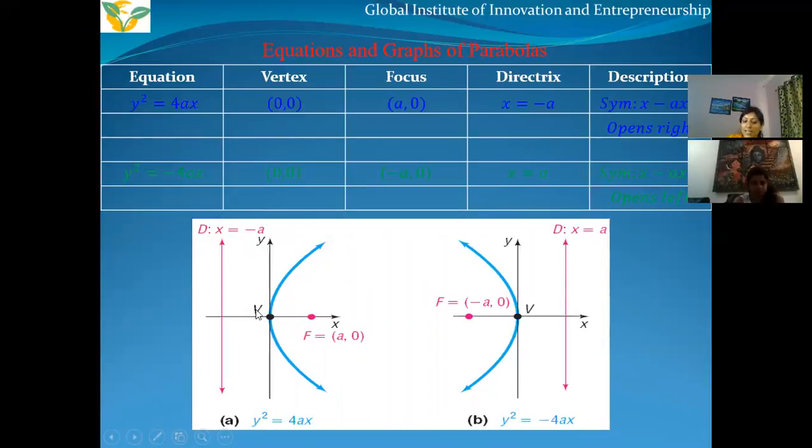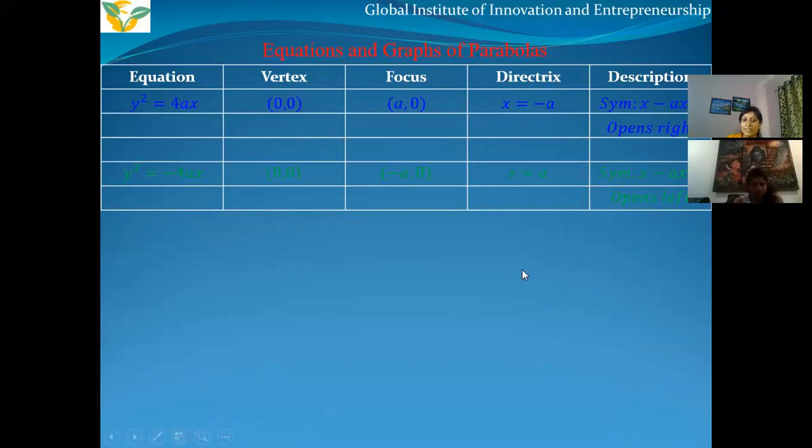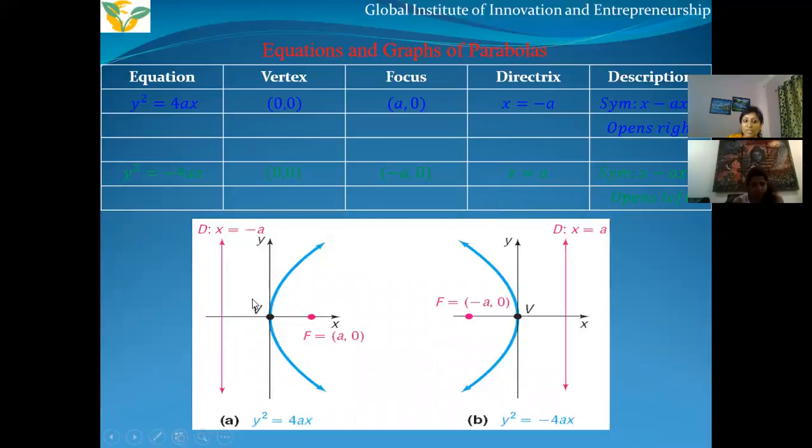Now the directrix lies on the negative side of the x-axis. You can clearly see, this is the origin, this is the negative x-axis, this is the positive x-axis. So the line x is equal to minus a will be the equation of the directrix. So the parabola is symmetric about the x-axis. But when it opens to the left-hand side, that is y square is equal to minus 4ax.